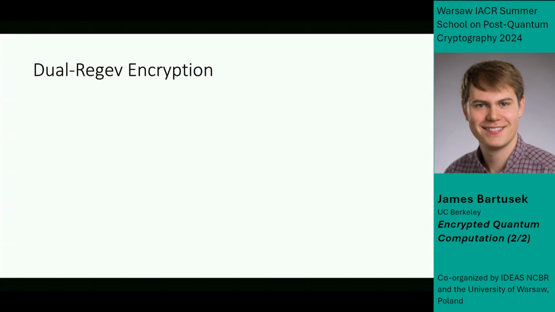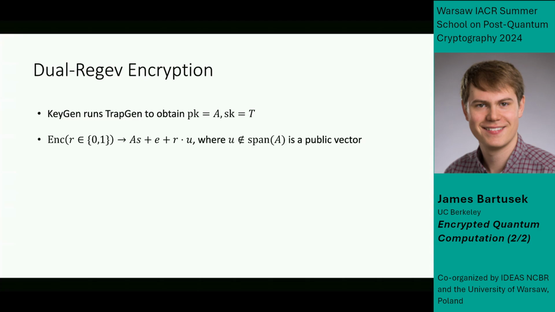This will be a very brief overview, but it's based on the idea of dual Regev encryption, okay? I think the introduction to public key encryption from LWE here was based on Regev encryption. This is just a dual variant of it, where the keygen algorithm for this encryption scheme just runs TrapGen to obtain a public key A and a secret key, and the secret key is just the trapdoor for A.